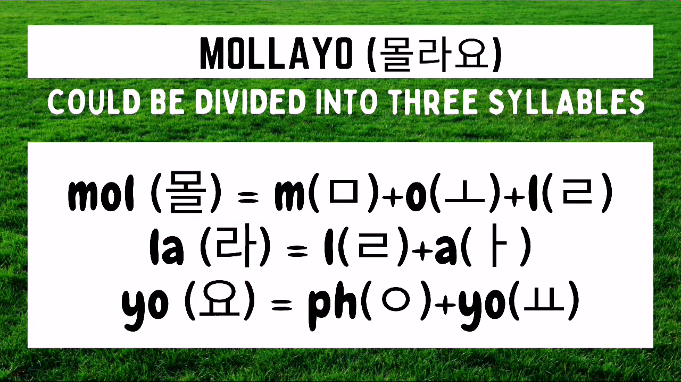Let's start with the first syllable. To be able to write the syllable mol, we need to draw first a miyum character. Next is an o character. And that is followed by a rieul character. For the second syllable la, we need to draw first a rieul character followed by an a character. For the last syllable yo, we need to draw first a no sound or placeholder ieung followed by the yo character. And then we just have to combine the Hangul for each of these three syllables to form the Hangul of the word MOLLAYO. And that is how you write MOLLAYO in Hangul.